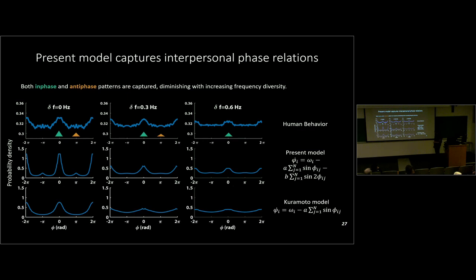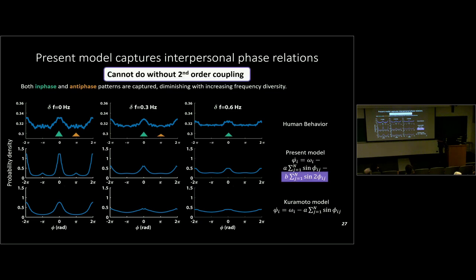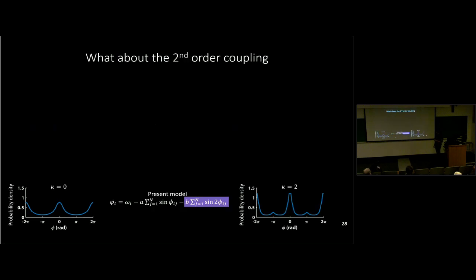It turns out that if I use the Kuramoto model, it will give me a really fat in-phase peak, and there will be a trough at antiphase. And it turns out that to reproduce the empirically observed phenomenon, you cannot get rid of the second order coupling. So the question is, what does it do? What does it tell us about coordination in complex systems?